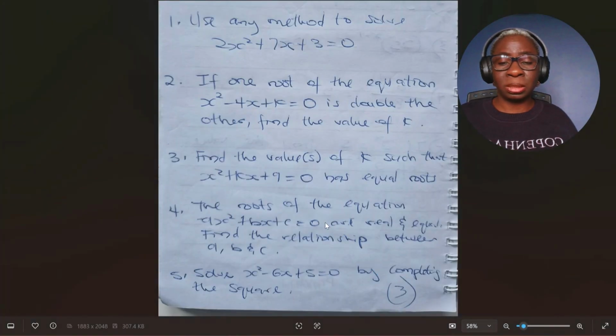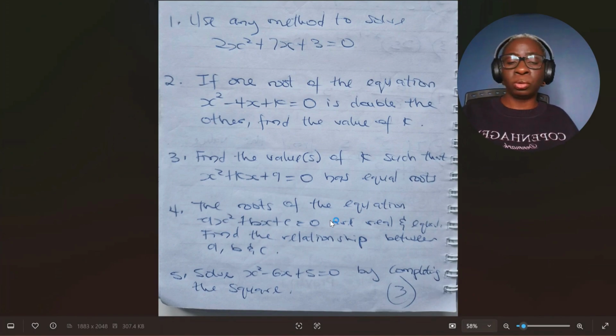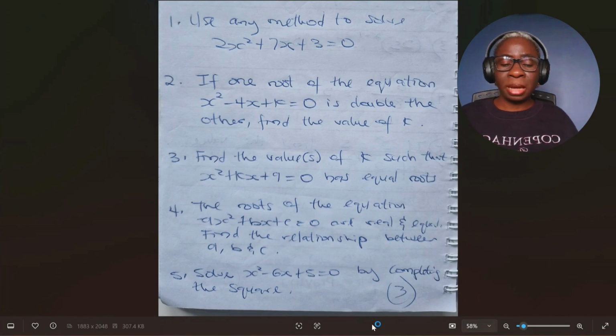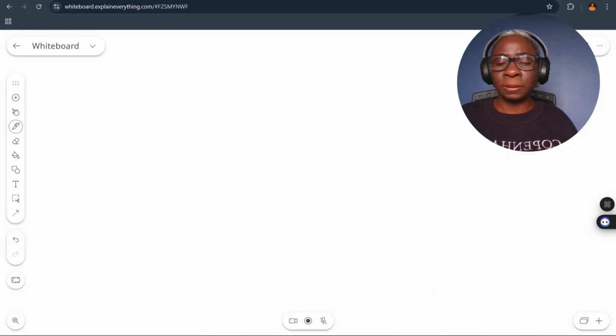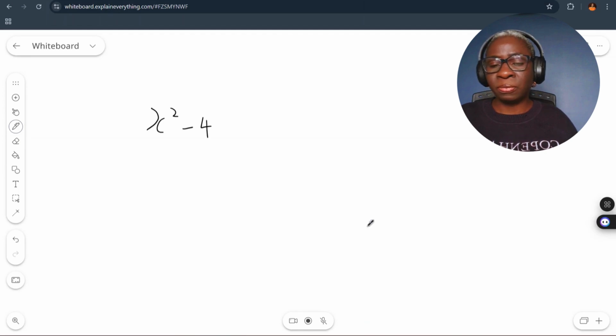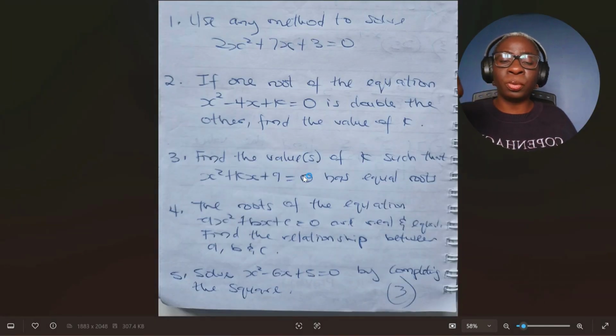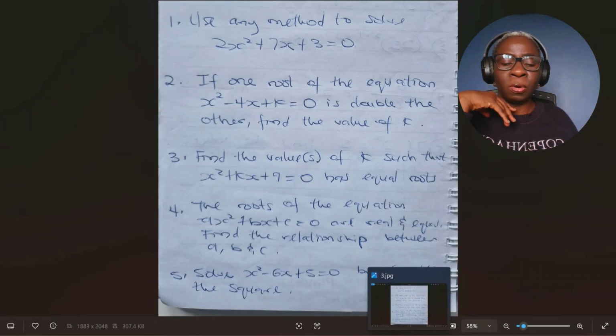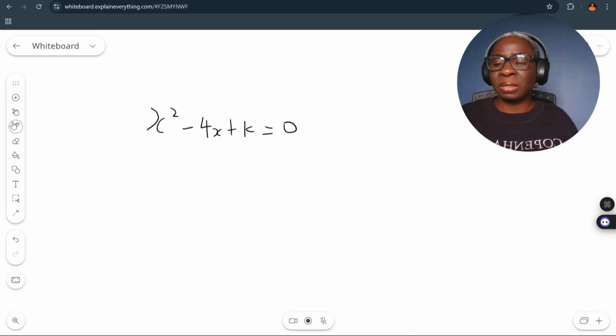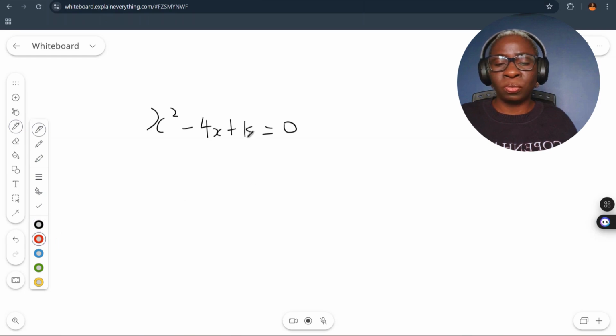So what is the next question? It says if one root of the equation is double the other, find the value of k. Let's first write the equation out: x squared minus 4x plus k equals 0. That is the equation. So what we want to look for is the value of k. And we were told that one root is double the other.